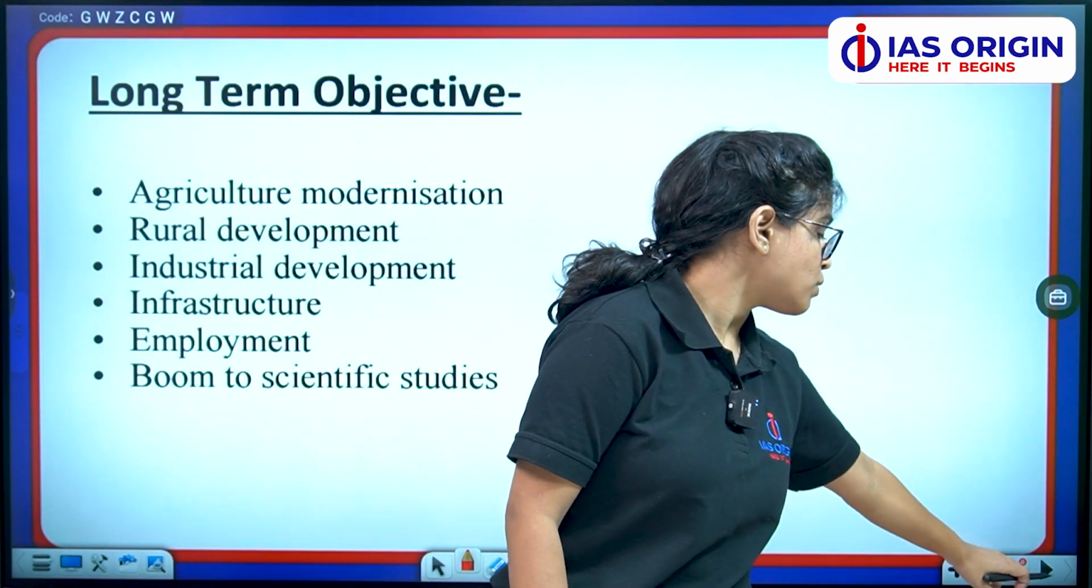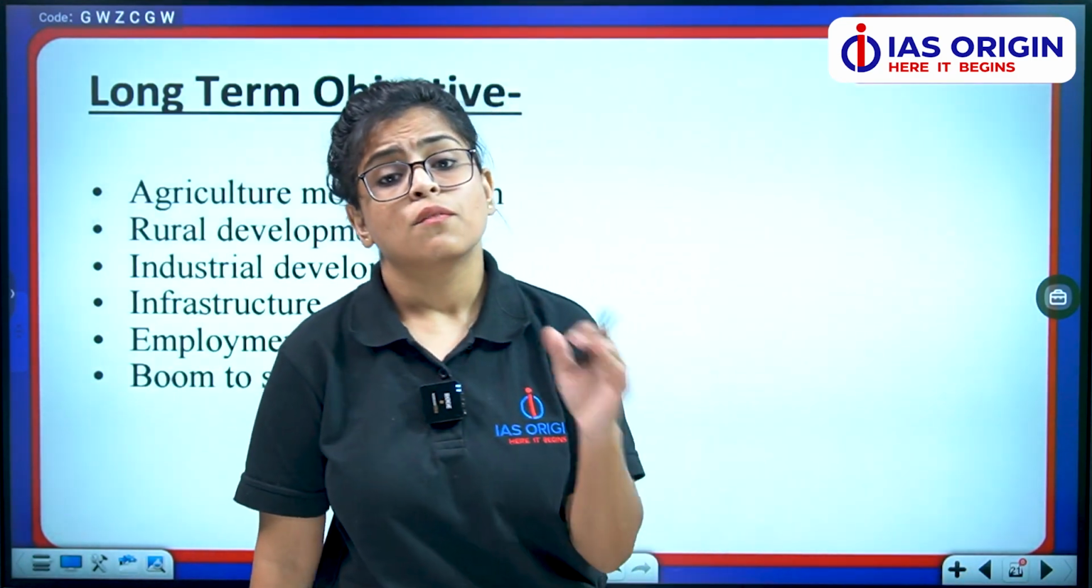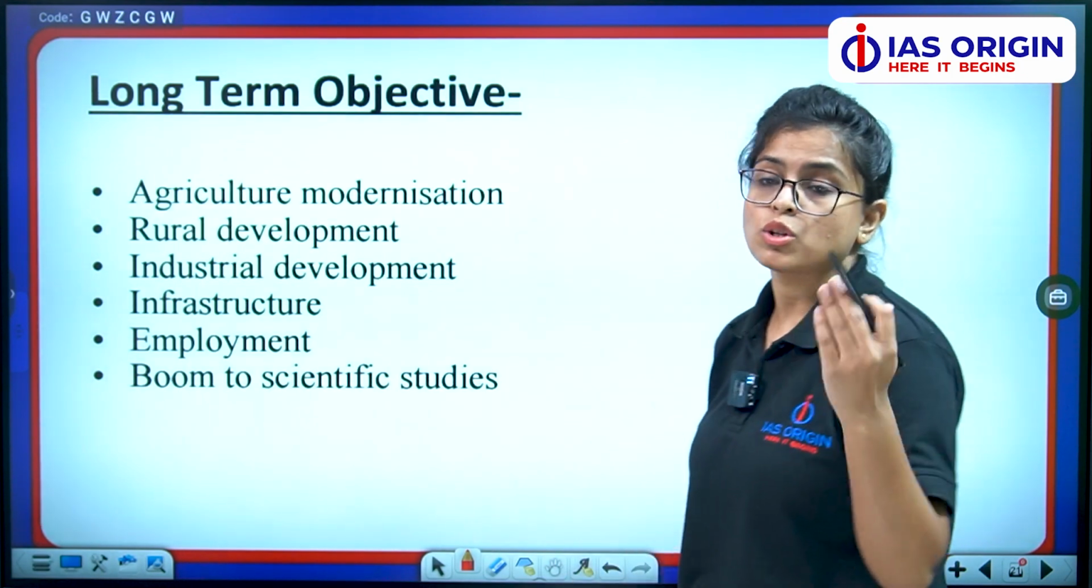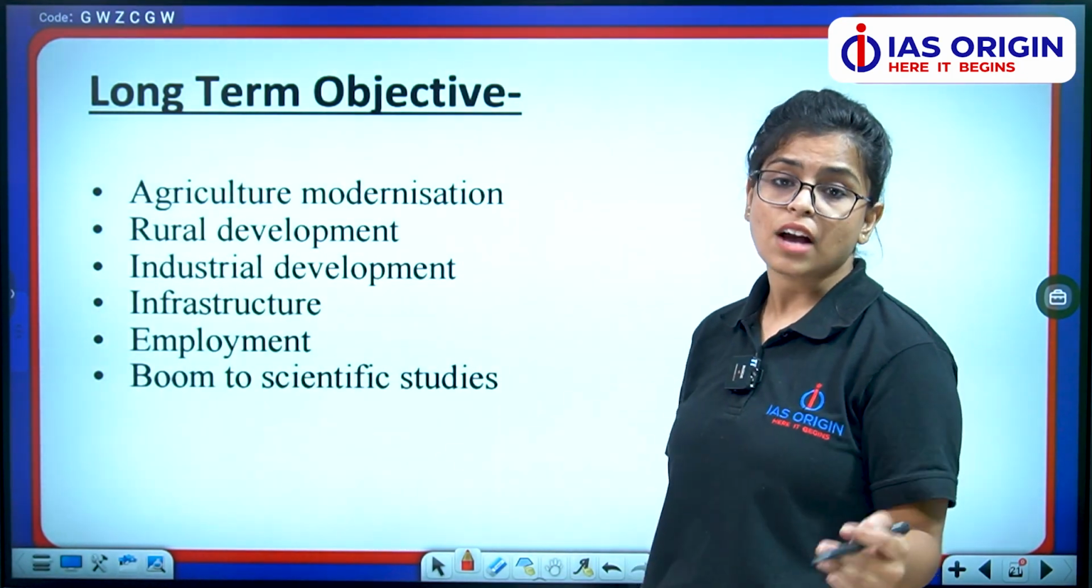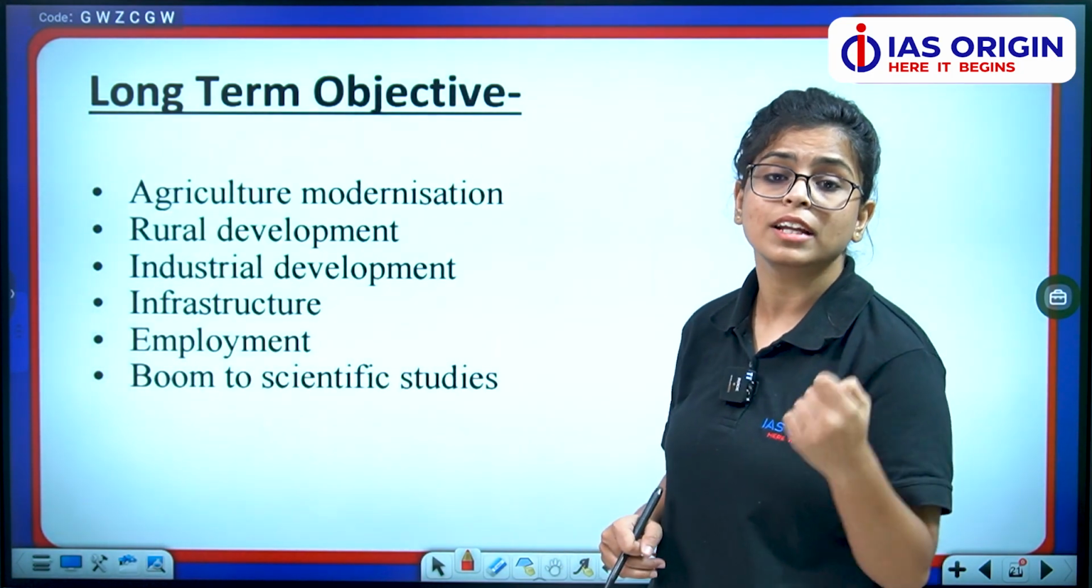When we talk about the goals of Green Revolution, we talk about the short-term goals. Short-term goals were definitely solving the food crisis of India and protecting a starving population. But it had many long-term goals.